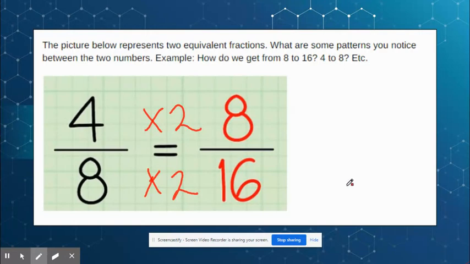You can't have two different numbers. You can't have times 2 at the top and times 3 at the bottom. That's not how it works.